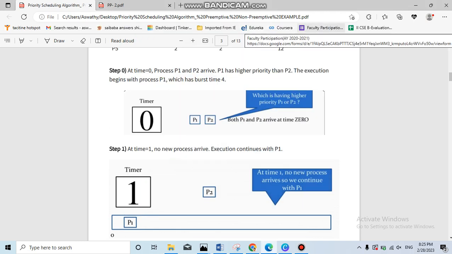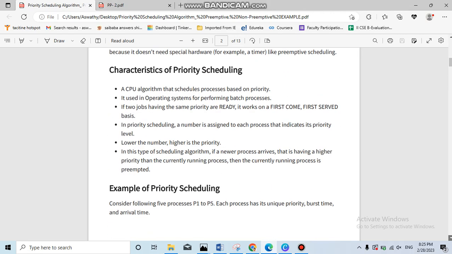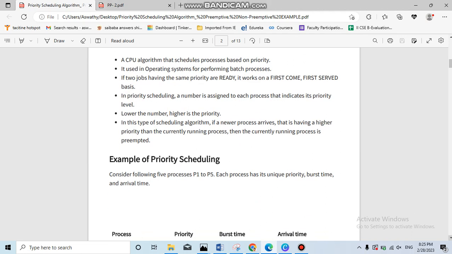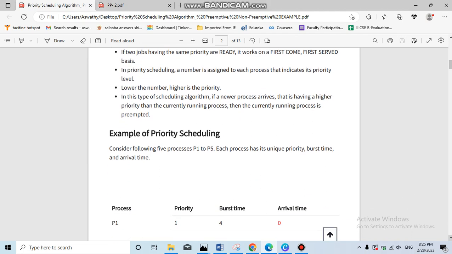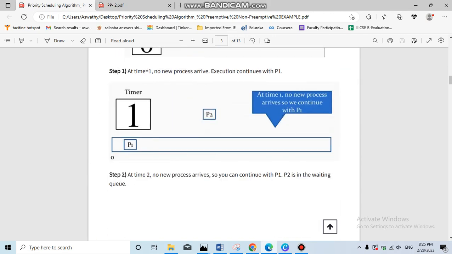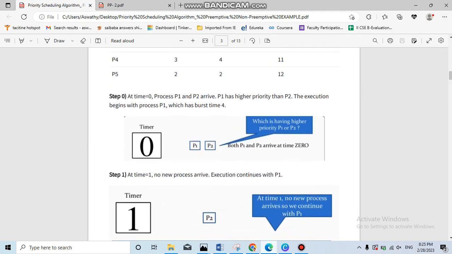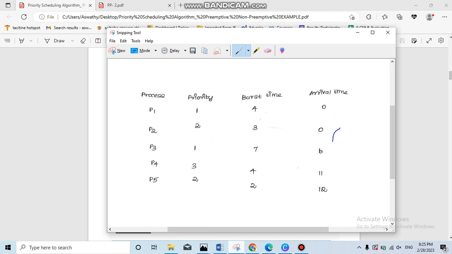So in this lecture we are going to see priority scheduling. Priority scheduling is a kind of scheduling algorithm which comes under the category of preemptive and non-preemptive, but now we are going to see the preemptive priority scheduling algorithm. Let me start by looking at the processes and their priority, burst time and arrival time.